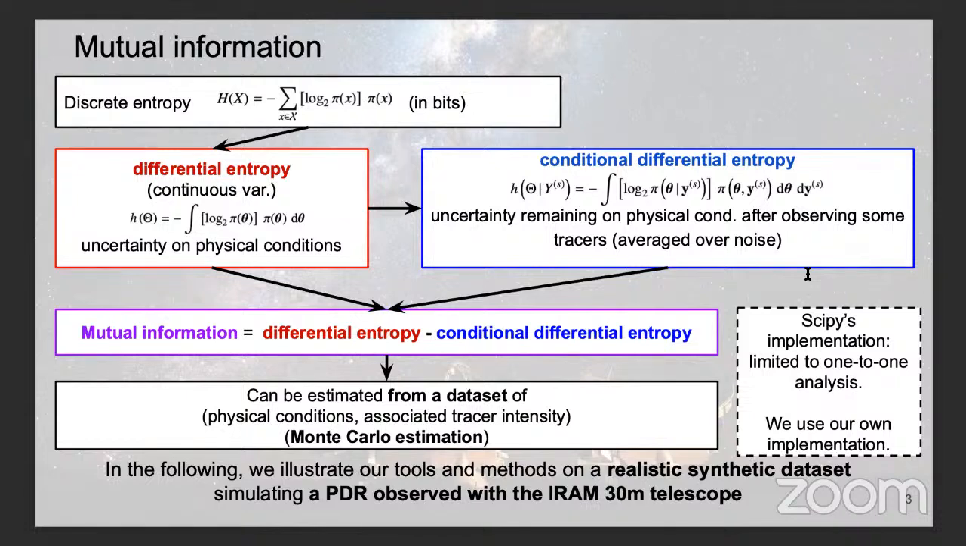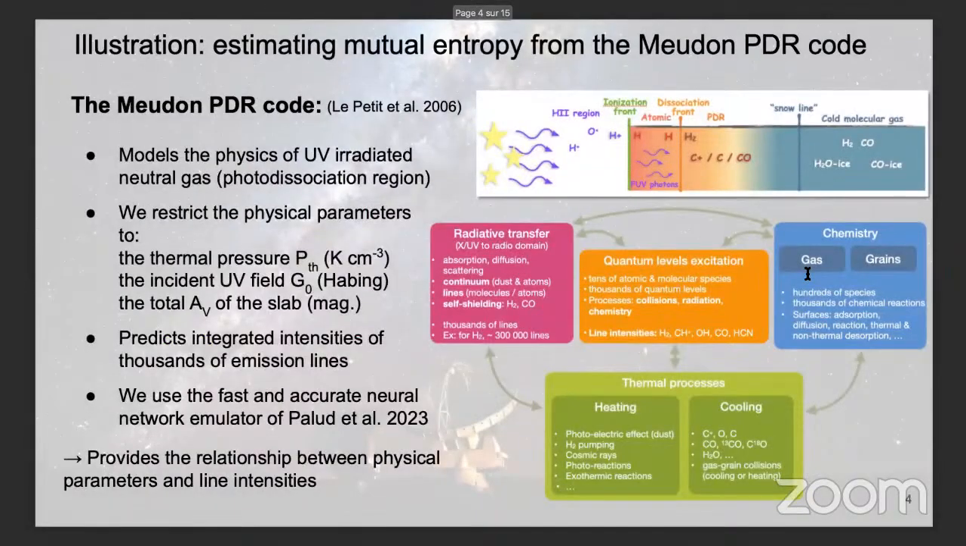So the Meudon PDR code that we are going to use models the physics of UV irradiated neutral gas, so photodissociation regions, where the UV field warms and destroys molecules at the edge, and you have a spatial structure, chemical and thermal structure. So the models solve simultaneously the radiative transfer, the chemistry, the thermal process, and the excitation of the tracers as a function of depth in the cloud. And from this predicts the observable line intensities that you can try to observe with telescopes.